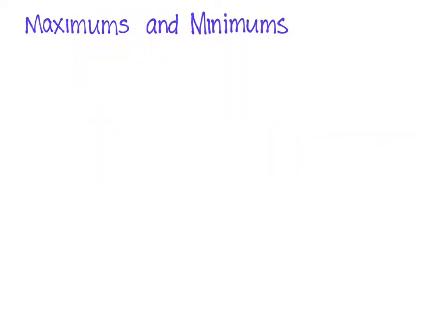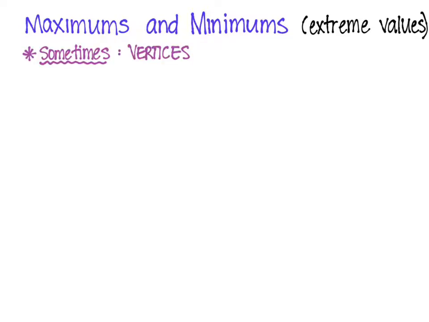Maximums and minimums. They're also known as the extreme values. That word in this terminology is used a lot now in higher math, that we're going to talk about the extremes. And it's about what's around it, not necessarily the whole thing. Sometimes we have thought of maximums and minimums as vertices, but only in particular types of polynomials.